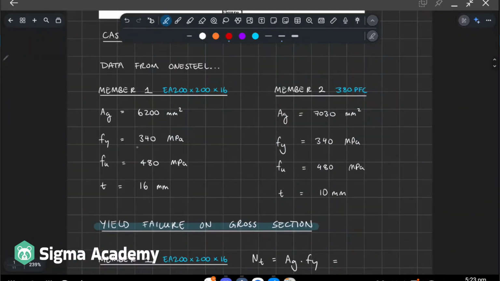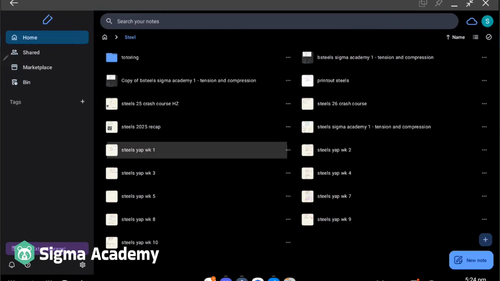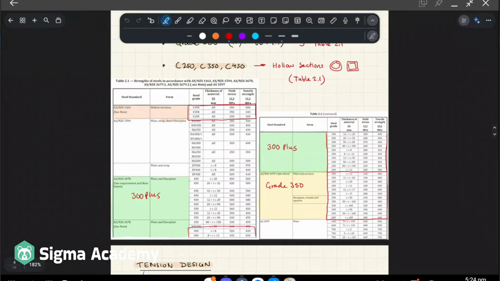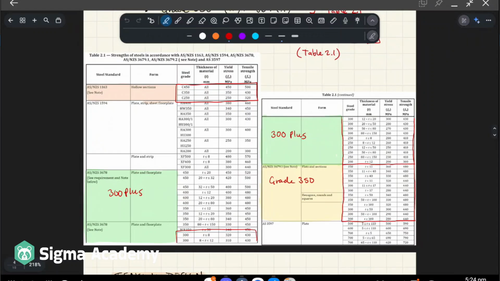Okay, so that's where this comes from, and we figured out where the area was from. If we go to the PFCs, we're going to be able to find the area as well for the 380 PFC. These are from a different table. If you go to my week 1 notes, it's from this table basically, and you can also find the yield stress on this one if you want as well. This column here, tensile strength, right? So we go to grade 350, and we know that the thickness is 16 mm, right? And 16 is between 11 and 40. Let's see if 480 is the tensile strength, which is over here.